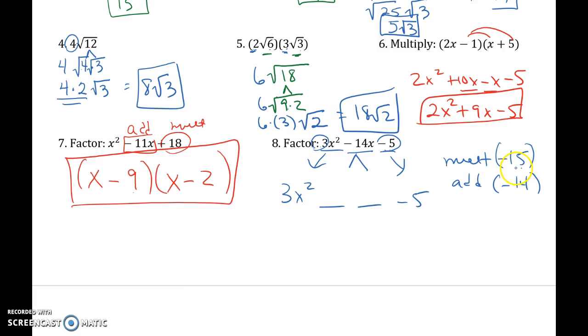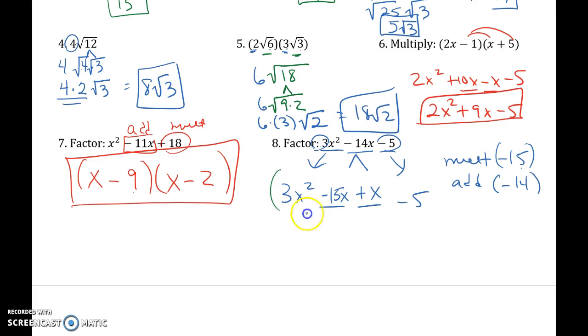Well, 3 times 5 is 15. That won't make a 14. How about 15 times 1? Okay, now 15 times 1 is good to go, but we need it to be a -14. So I'm going to do -15x plus 1x. That's what you break down to the middle.